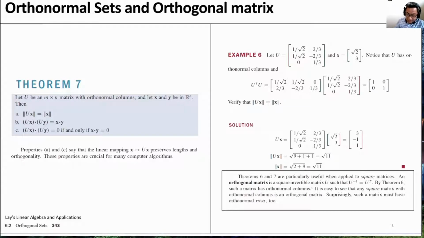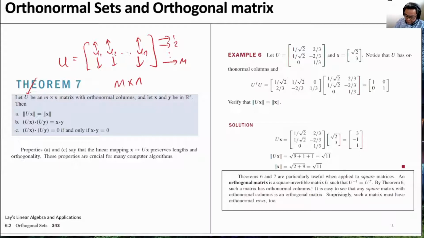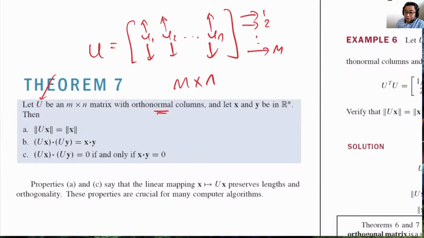Let's continue our discussion of the matrix U, where U has orthonormal columns. This U has n columns and m rows, so it is an m by n matrix, and the columns of U are orthogonal to each other and have length 1. So they are orthonormal columns. When a matrix U has these properties, there are several interesting things that will happen.